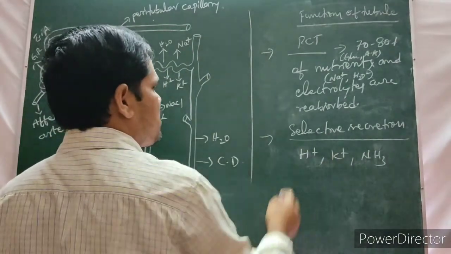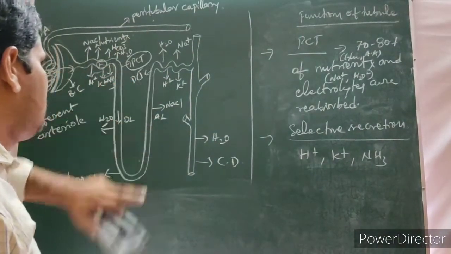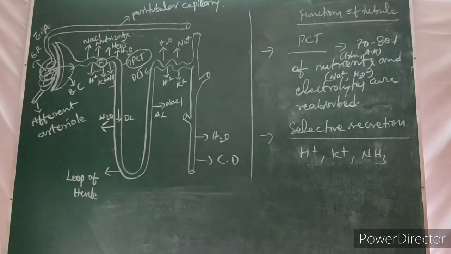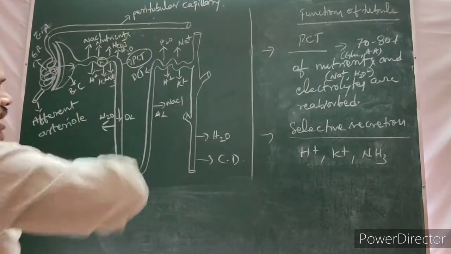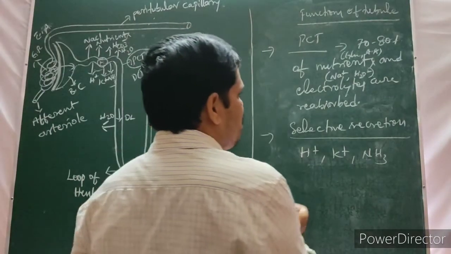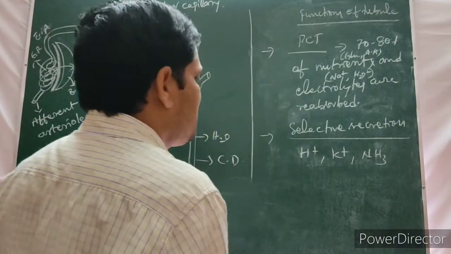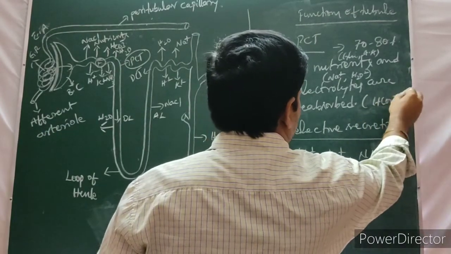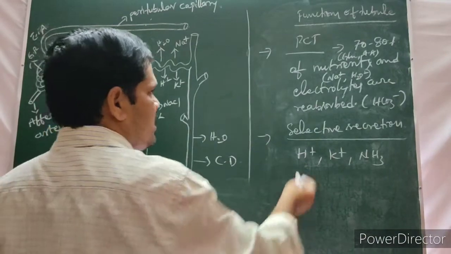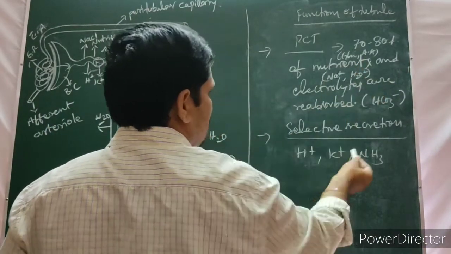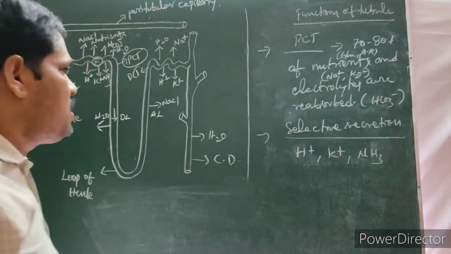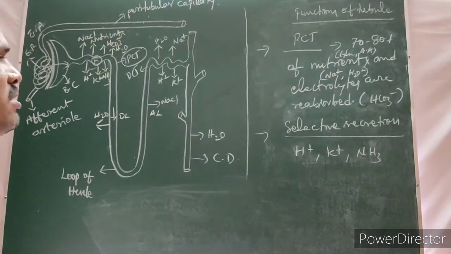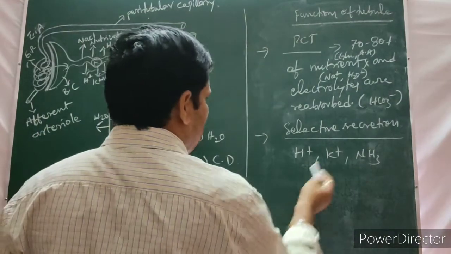So what is the meaning of secretion? Peritubular capillary to the PCT. Reabsorption means PCT to the peritubular capillary. Here, bicarbonate, HCO3 minus, is also reabsorbed, along with nutrients, water and electrolytes. But in secretion, only 3 constituents are secreted: hydrogen, potassium and ammonia.